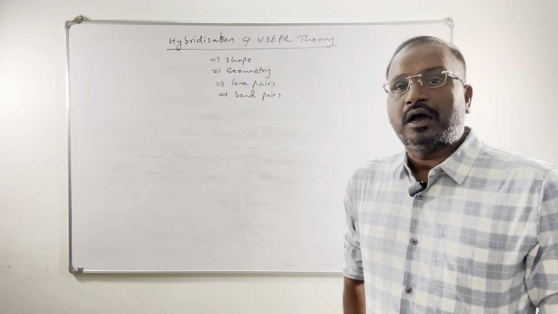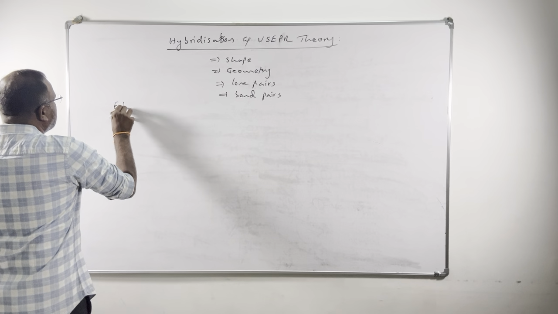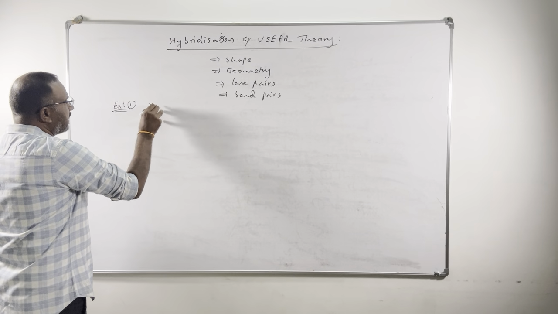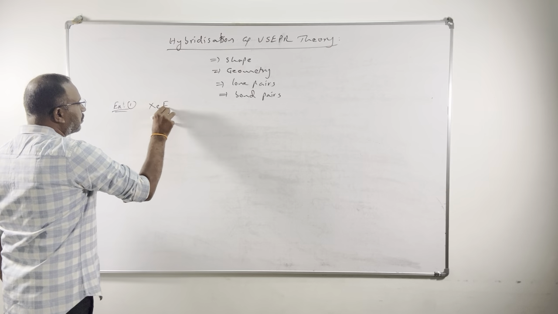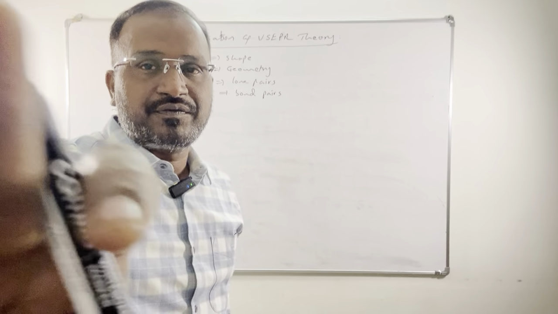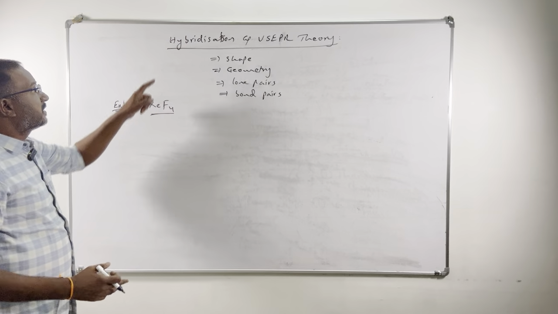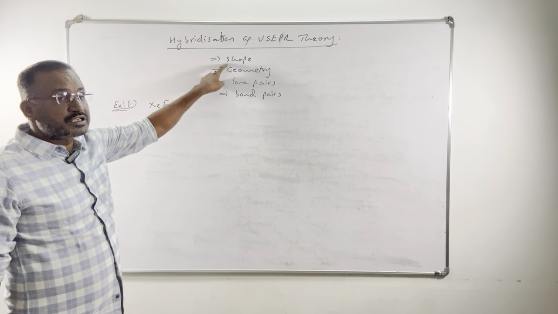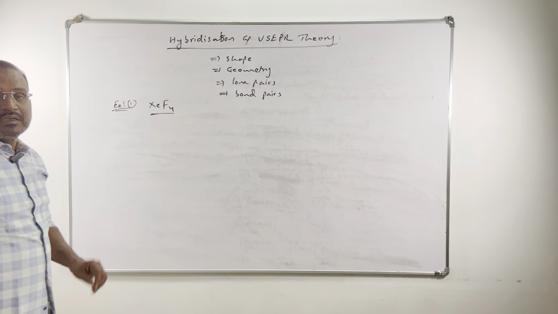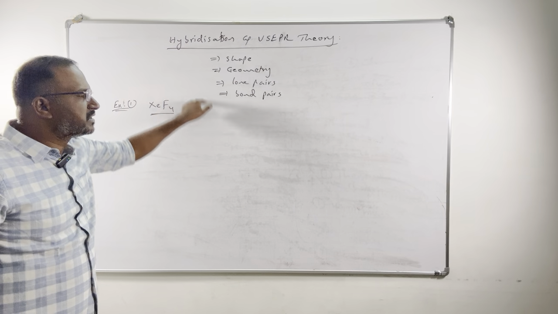Let me see how to identify the hybridization. I will take one example, example one, XeF4. So how do we identify the hybridization here, and what is the shape, what is the geometry, what are the lone pairs here, what are the bond pairs here? Not only this example, you can take any example. For all these examples, the procedure is the same.